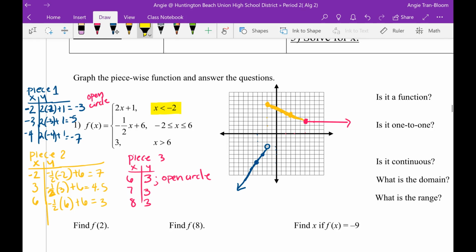Wait, so if you chose negative 3, negative 4, negative 5, would that be wrong? That would be partially right, because you still need to have a starting point. Remember, our starting point is technically somewhere near negative 2. That's why it's always a good idea to pick negative 2 but have an open circle.